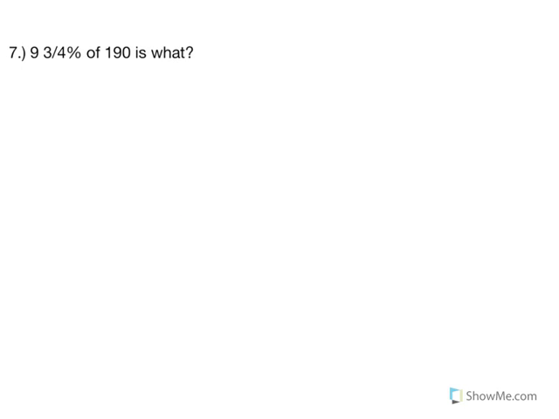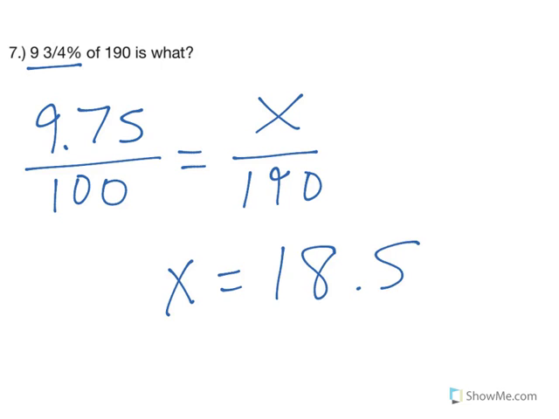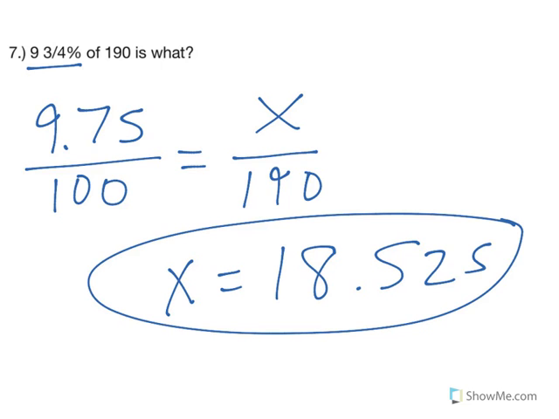9 3/4%. Okay, remember that 9 3/4 is like 9.75, and it's a percent, so it's out of 100. Of 190 is what? Cross multiply and divide, 18.525 there for number 7.